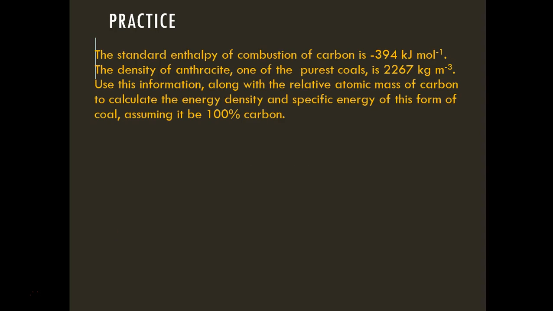It says the standard enthalpy of combustion of carbon is negative 394 kilojoules per mole. The density of anthracite is 2,267 kilograms per cubic meter. Now, use this information along with the relative atomic mass of carbon to calculate the energy density and specific energy of this form of coal, assuming it to be 100% carbon. So use the information on the previous slide to go ahead and solve these problems. Pause video.